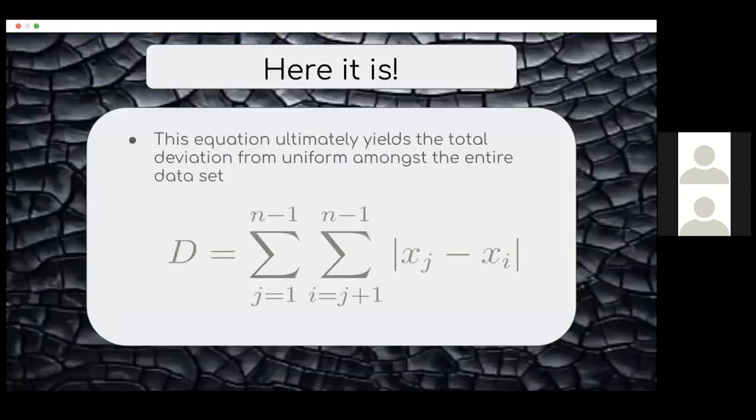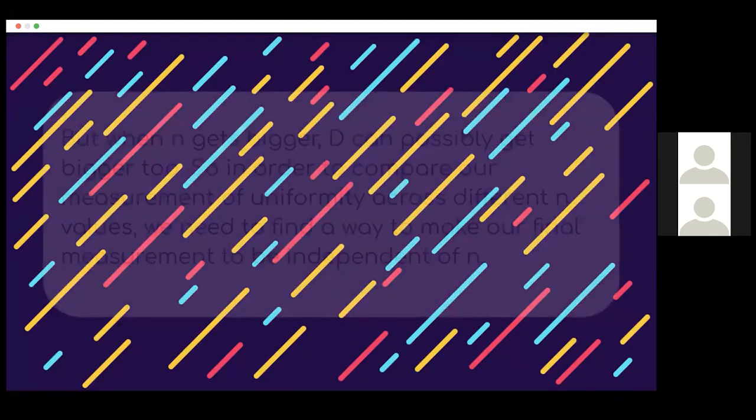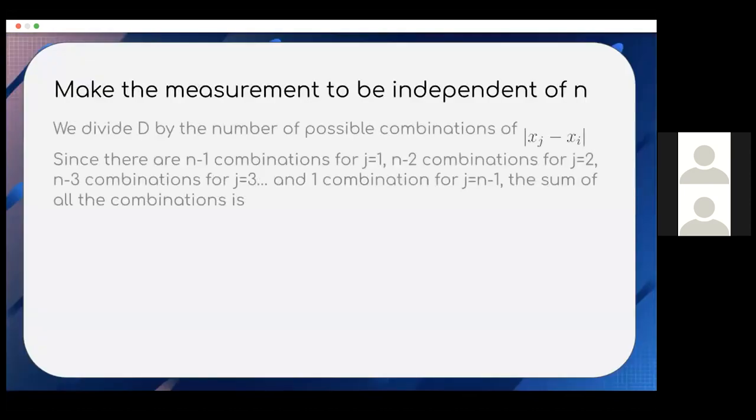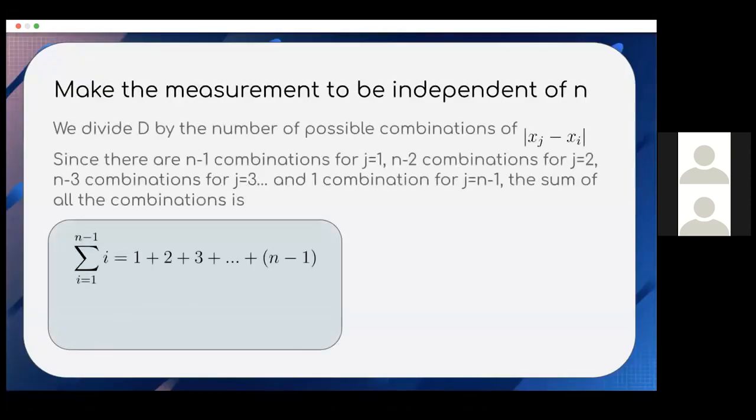So after all of that, we finally end up with this equation. And what it does is, in its essence, it yields the total deviation from uniform amongst the entire data set. But there's a problem, because when n gets bigger, d can possibly get bigger too. So we want to compare our d value across different numbers of generations. We have to find a way to make d independent of n. So how do you do that? How do you make the measurement independent of n?